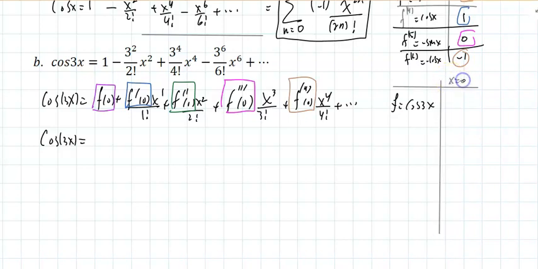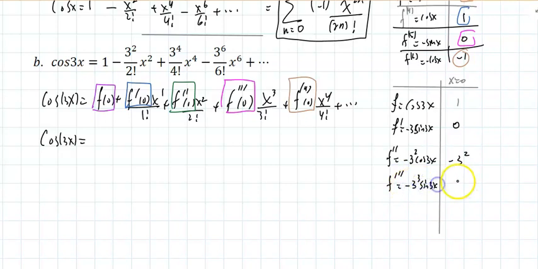At x equals 0, I know this is a 1. If I take a derivative, that is negative 3 sine of 3x. At 0, that's 0. The double derivative will be negative 3 squared cosine of 3x. At 0, that's negative 3 squared. The third derivative will be negative 3 cubed sine of 3x. At 0, that's 0. And the fourth derivative will be negative 3 to the fourth cosine of 3x, positive, and that's going to be 3 to the 4th. So I know how this works.